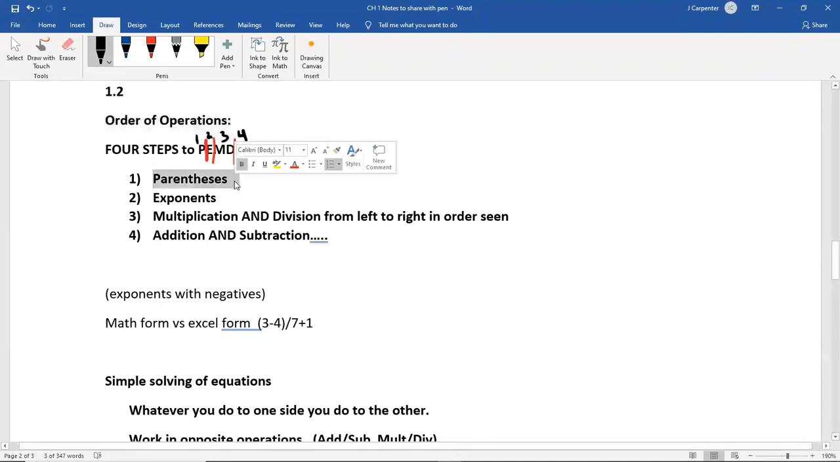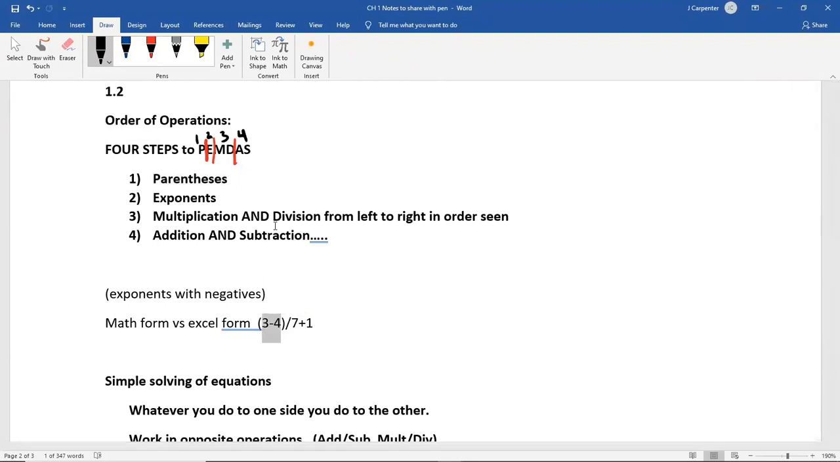When you see a parentheses, if you just have a negative number, for instance, surrounded by a parentheses, or even a positive number, that doesn't count as a parentheses. A parentheses means there's stuff going on inside of it, like this 3 minus 4 right here. So a parentheses counts as a parentheses when there's things going on inside of it.